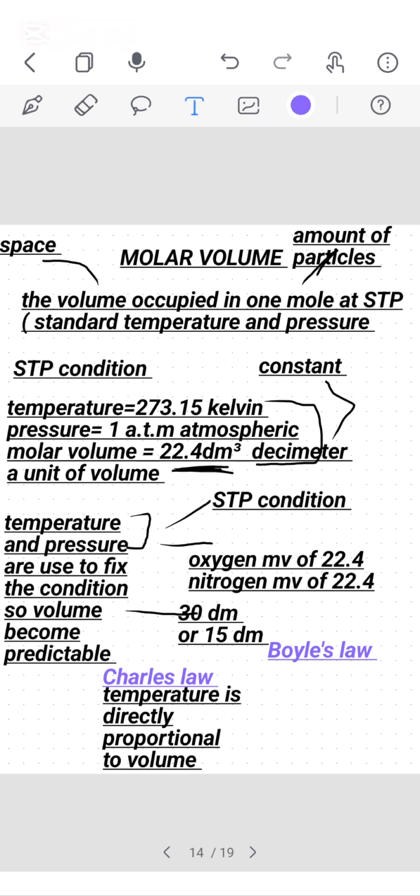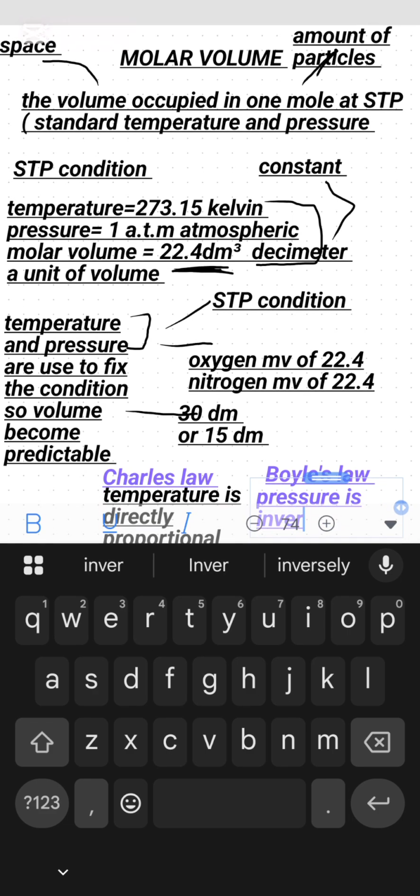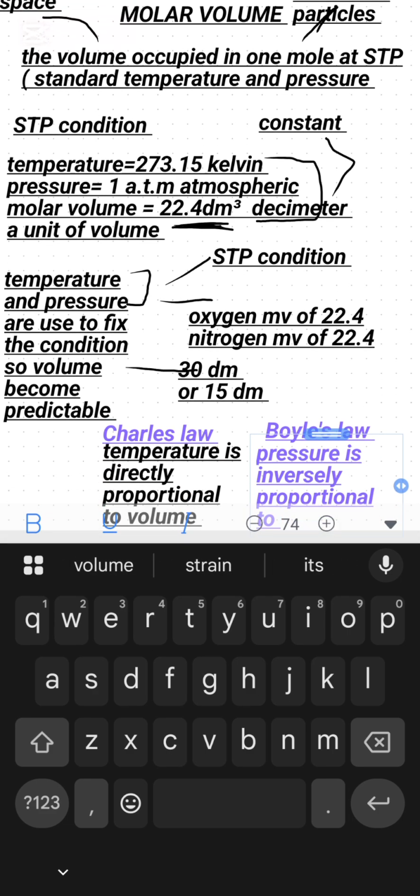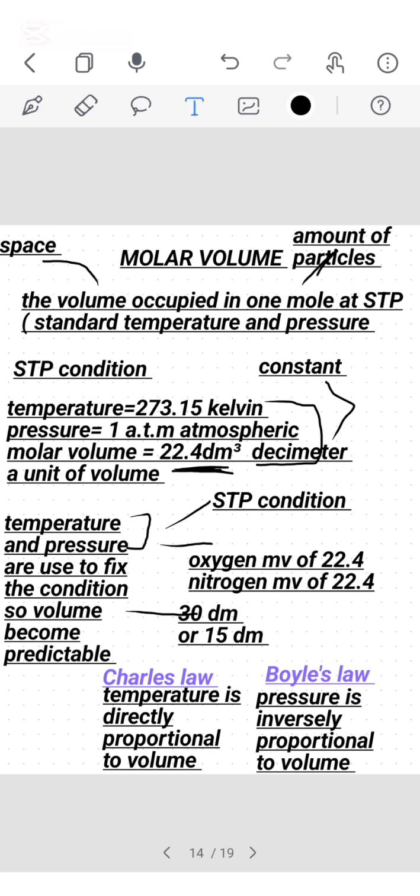What he said is that pressure is inversely proportional to volume. What he is saying is that if we increase the pressure of something, the volume of it will decrease. If we decrease the pressure, the volume will expand, as you may see in a balloon.